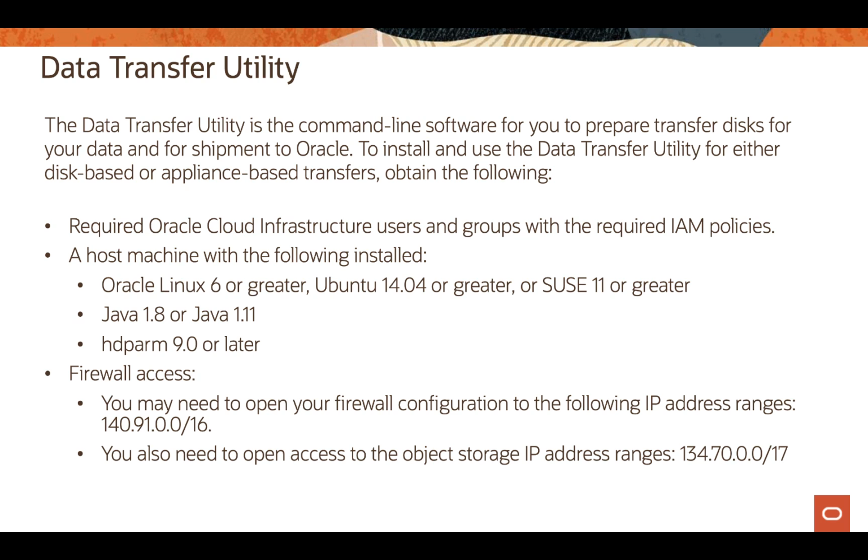Then you can get access to the data, and copy the data over to your data transfer disk or data transfer appliance, and use that machine to encrypt the data and finalize it for shipment. There are some firewall requirements as well, so you can get access to the object storage later on to get access to your data. So make sure you have the firewall configuration enabled, so that way you can get access to the data once it's moved to OCI.